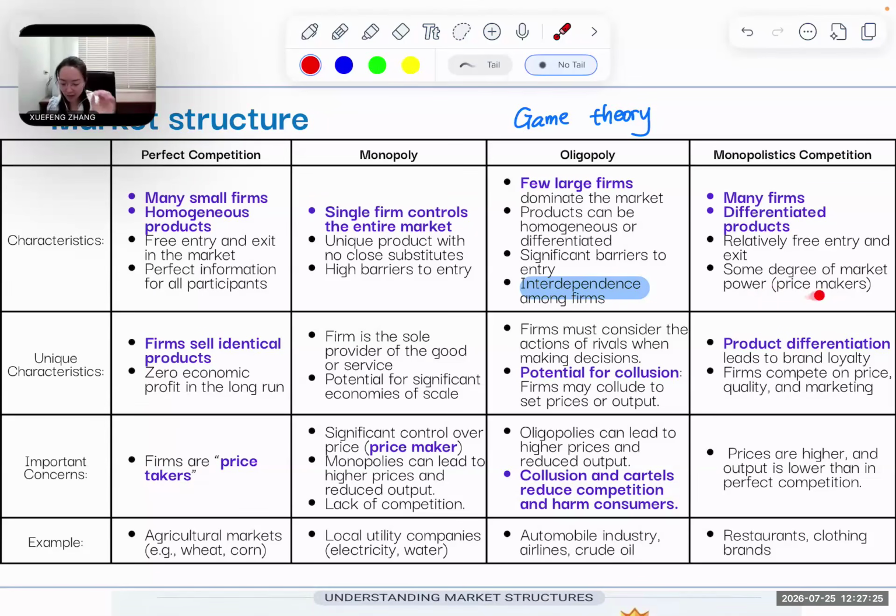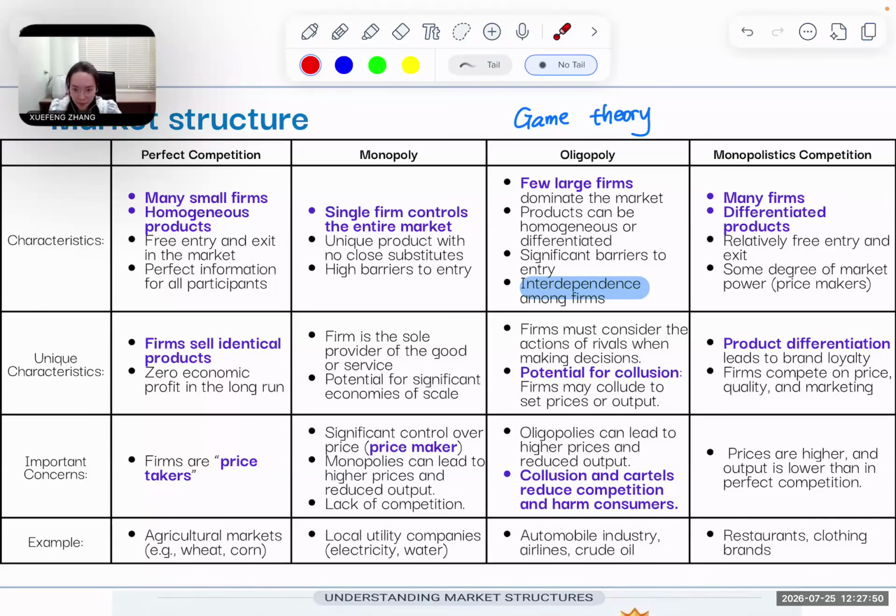price power. The product is differentiated, okay, leads to brand loyalty. Firms compete on price, quantity, and marketing. Prices are higher and output is lower than in perfect competition, like the restaurants and clothing brands, all right?